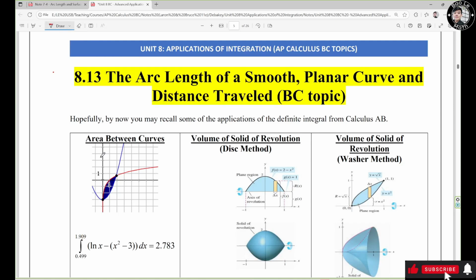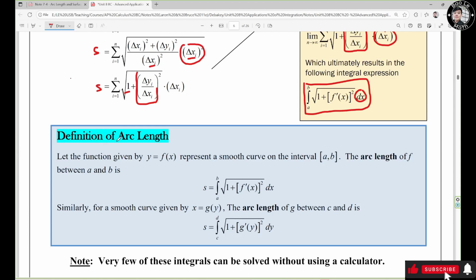Hello everyone, in this video we're going to explore topic 8.13, the arc length of a smooth planar curve and distance traveled. Alright, definition of arc length. Let the function given by y equals f(x) represent a smooth curve on the interval a and b. The arc length of the function f between a and b is given by this formula.